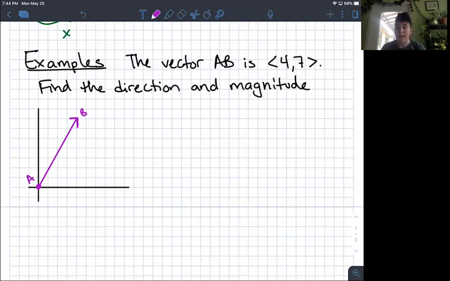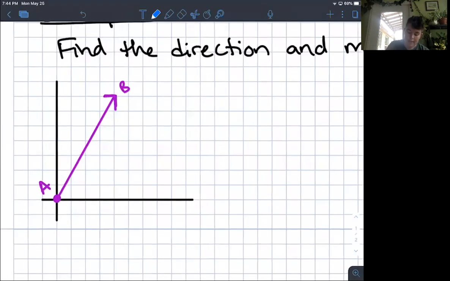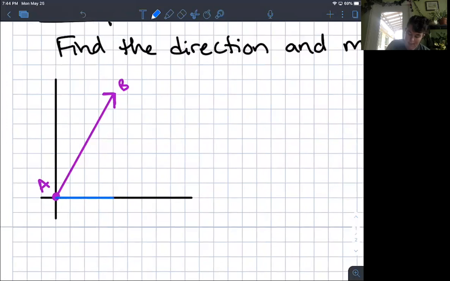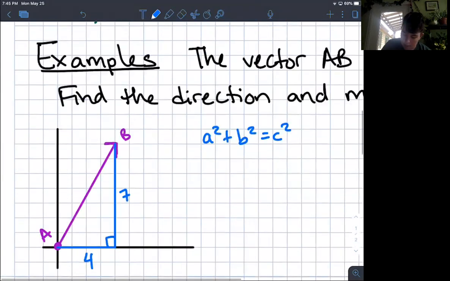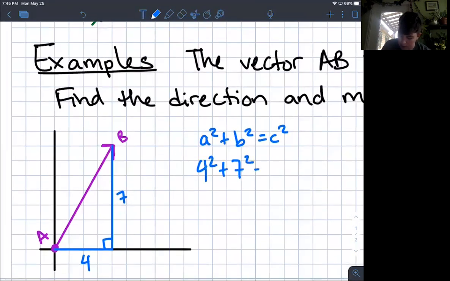Okay, so let's start with the magnitude. The magnitude is going to be very, very easy. What I know is that this length right here, the x value, is 4. And up here the y value is 7, right? So those guys make a right triangle. So we can use our good friend, the Pythagorean theorem, to find the magnitude, because the magnitude is just the length. So let's do that real quick. a squared plus b squared equals c squared. So 4 squared plus 7 squared equals c squared.